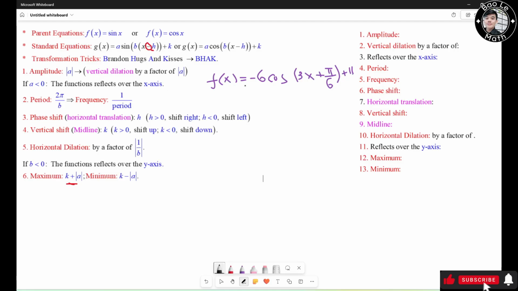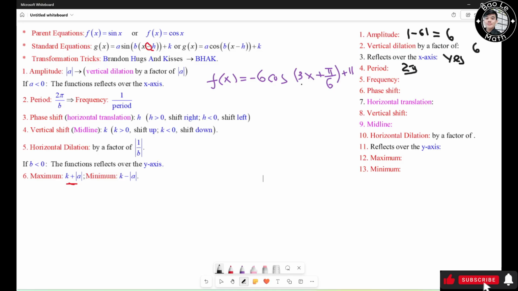f of x equals negative 6 cosine of 3x plus pi over 6 plus 11. Alright, now amplitude is going to be the absolute value of negative 6. It should be 6. Vertical dilation by a factor of 6, because the amplitude equals 6 right here. Reflect over the x-axis? Yes, because this is negative, negative 6 is less than 0. The period is going to be 2 pi over b.